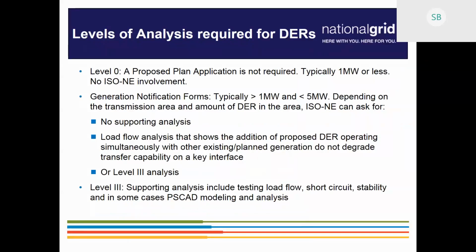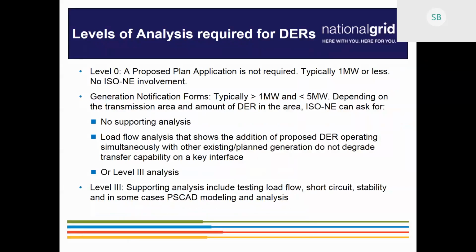This slide, to tie it back to the previous table, details the levels of analysis based on Planning Procedure 5-3. For level 0, as already mentioned, a proposed plan application is not required. Typically, the projects that fall under this are 1 megawatt or less, and there is no ISO New England involvement. For all the other projects, for instance, projects that are between 1 and 5, as I mentioned in the previous slide, that typically requires a generation notification form.